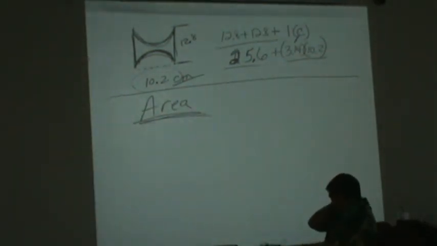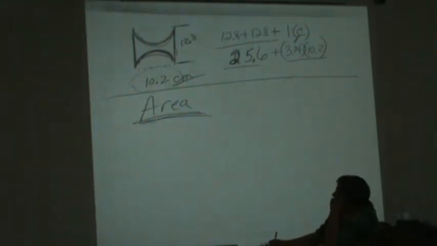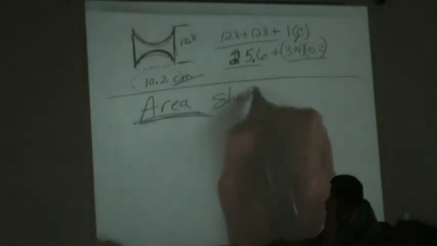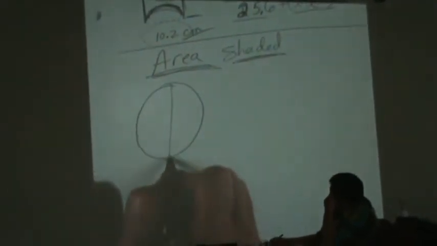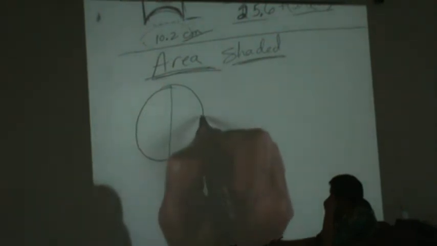Okay, now it jumps to area. We have to change our thoughts in our head now, because we're not just doing the outside now, we're doing the shaded area, the shaded part only. So now if we have a full circle, here's our diameter going down it, and we have circles on both sides, and I think they're supposed to be equal.